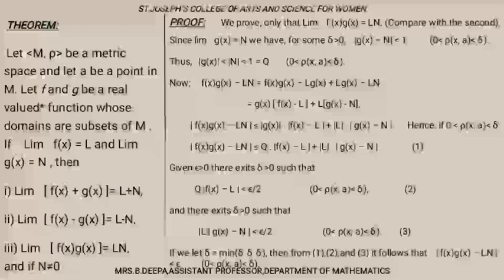Proof of the theorem. We prove only that limit f of x g of x equal to L n. Since limit g of x equal to n, we have for some delta greater than 0, modulus of g of x minus n less than 1, so modulus of g of x less than modulus of n plus 1. We are assuming this value equal to q, where rho of x comma a lies between 0 and delta. Now consider f of x g of x minus L n. It can be written as f of x g of x minus L g of x plus L g of x minus L n. That is, add and subtract L g of x.